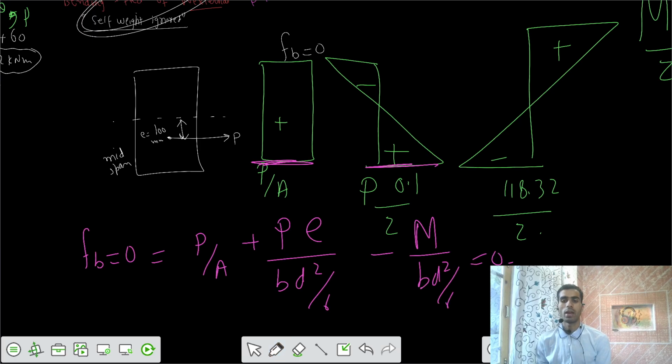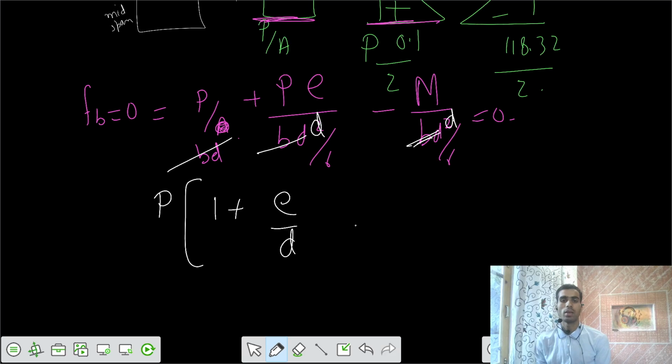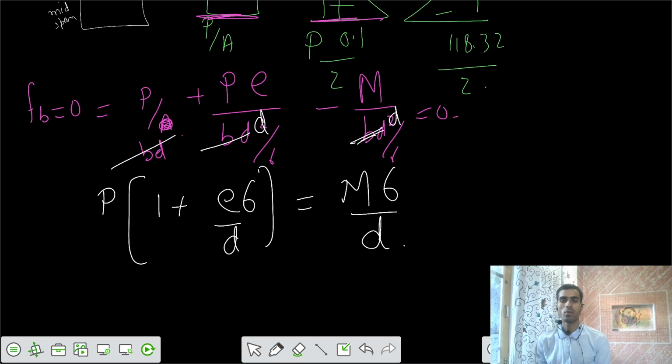So a general equation we can write. Your BD is here also, P by BD. So BD goes outside from this side, from this one, and from this part also, BD goes outside. So you're left with P times 1 plus e by D, and that is equal to M. And we have 6 left here, so 6M by D. So we can substitute the values.